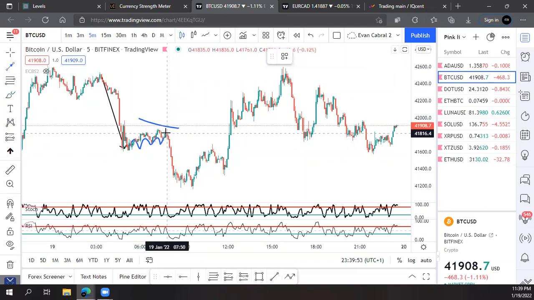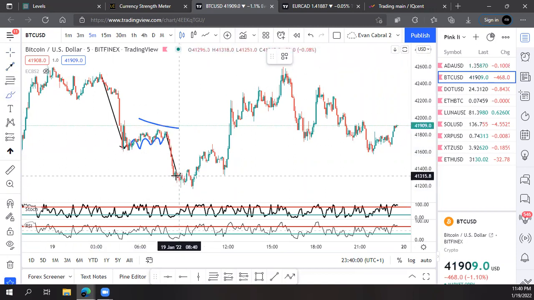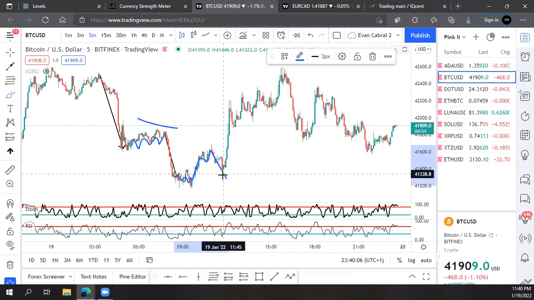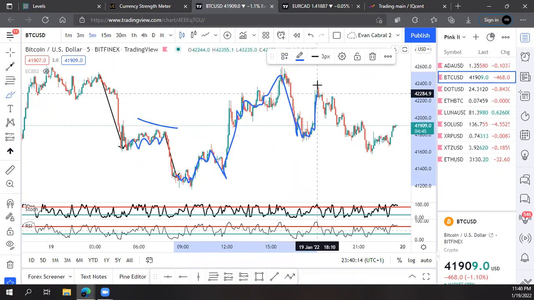What happened again? It came down again. What do you think happened? Consolidation, right? It moved sideways for a while before it came up. Impulse, right? This is just it. It came down again, moved sideways for a while, then came up.